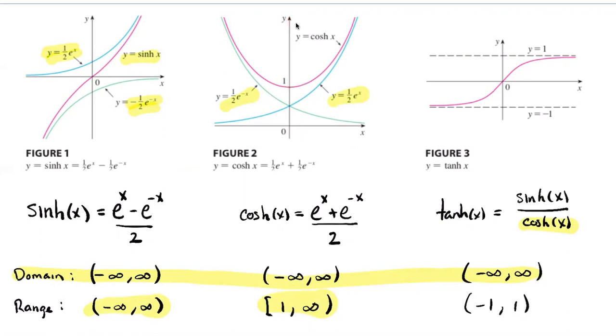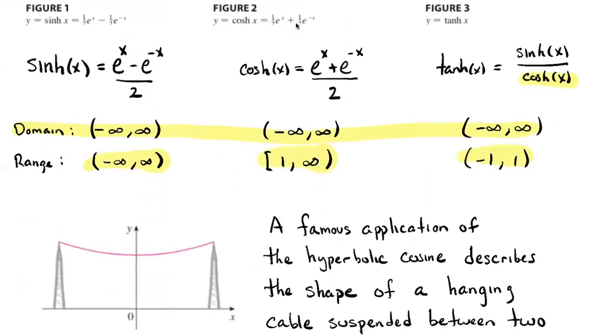And likewise, I won't belabor it, for the hyperbolic tangent, it's between -1 and 1. It has horizontal asymptotes. So some good properties to know. Okay, moving on here.